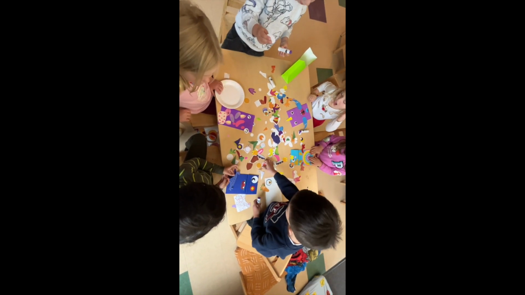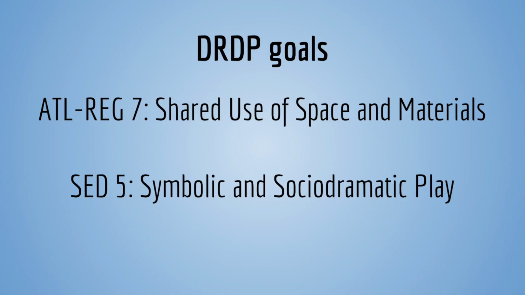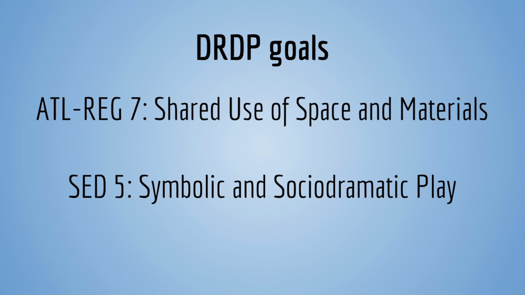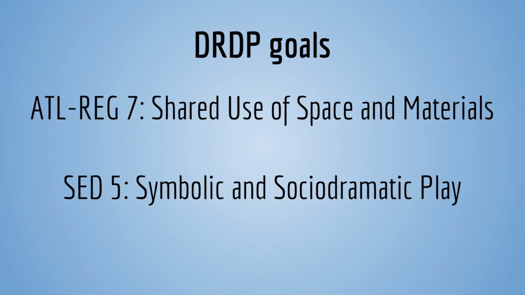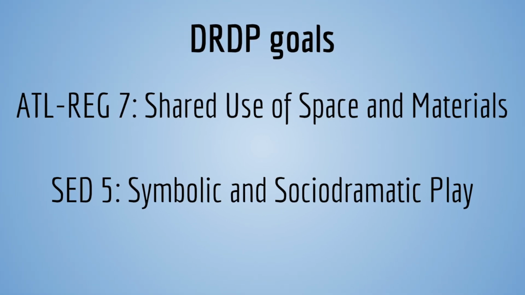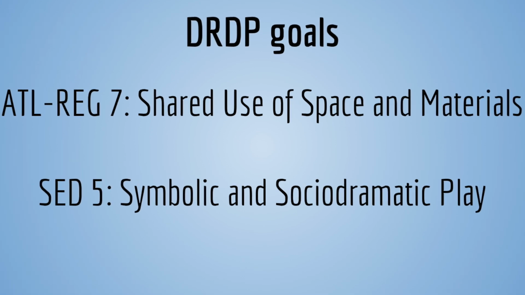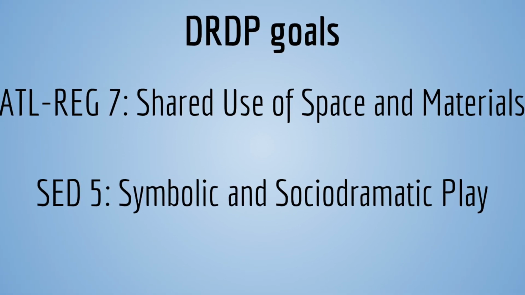The DRDP goals that I see as most fitting from this activity were Approaches to Learning, Self-Regulation 7, by having them take turns and sharing materials such as glue and scissors when needed. They were able to adjust their creations if they allowed someone else to use the stickers that they wanted.